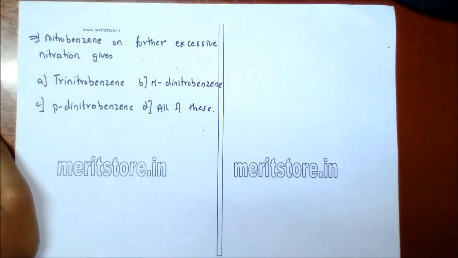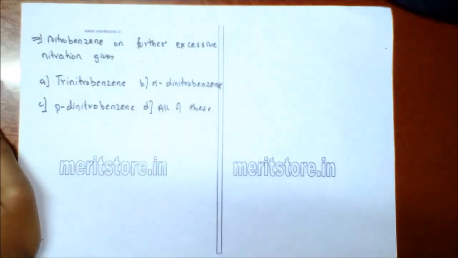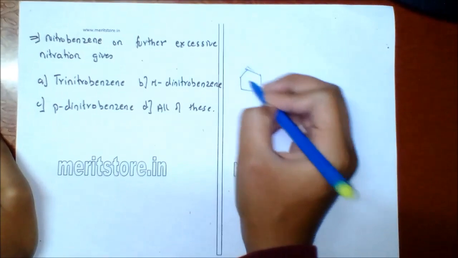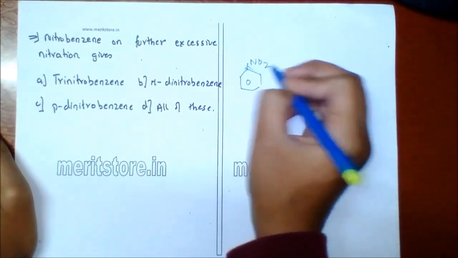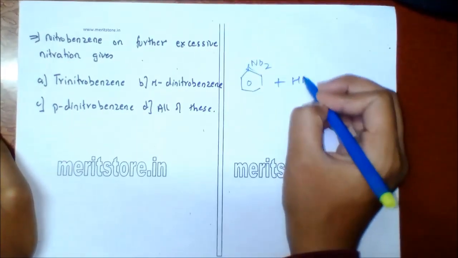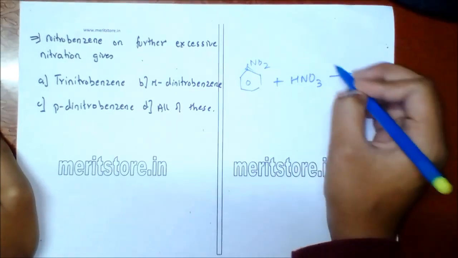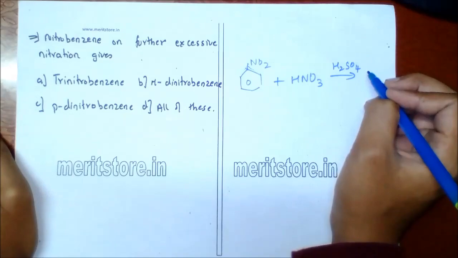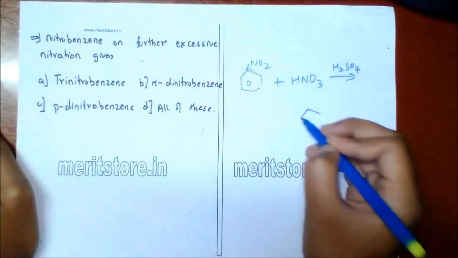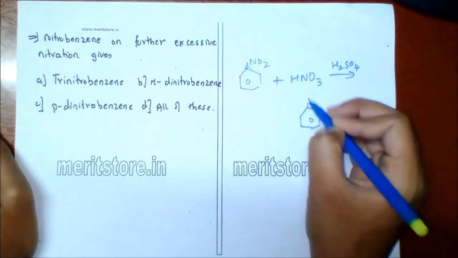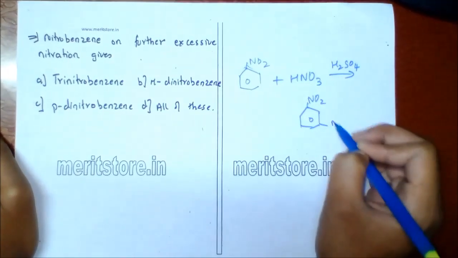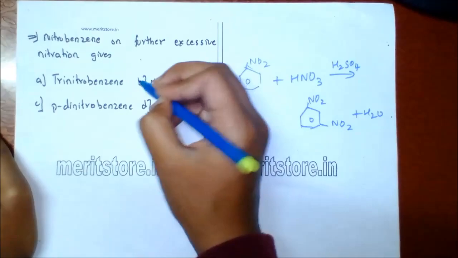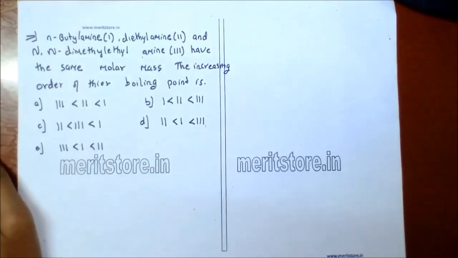Nitrobenzene on further excessive nitration gives: so when nitrobenzene reacts with HNO3 and H2SO4, this is known as nitrating mixture, there will be formation of meta-dinitrobenzene. So the nitro group is attached at the meta position. So option B is the correct answer.